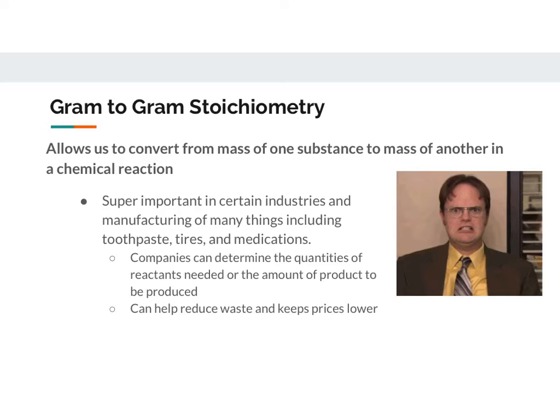This is going to be really important in everyday things, especially in industries and manufacturing of the goods that you use: toothpaste, tires, medications. Stoichiometry is used in all sorts of production. It really helps companies determine the quantities of reactants they need to buy or the amount of product they're going to be able to produce. It can also help reduce waste, which keeps prices lower for consumers. So stoichiometry really does benefit us in our everyday lives.